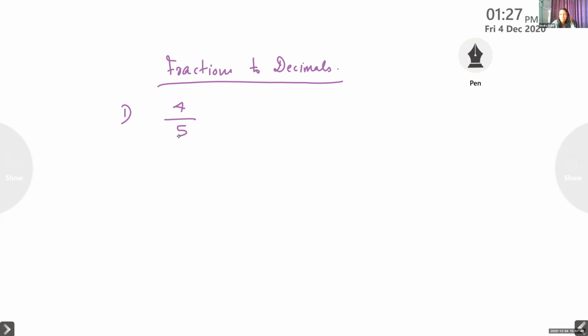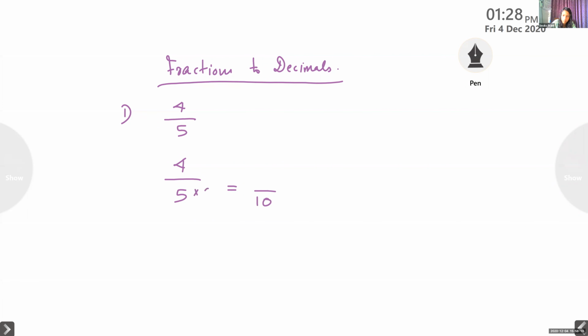Listen to me. If the denominator is 5 in this, instead of 5, if it is 10, it will be easy for us to convert. So what we are doing is this 4 by 5, right? You make this 5 as 10. How will you make this 5 as 10? Into 2. So you will do here also the same thing.